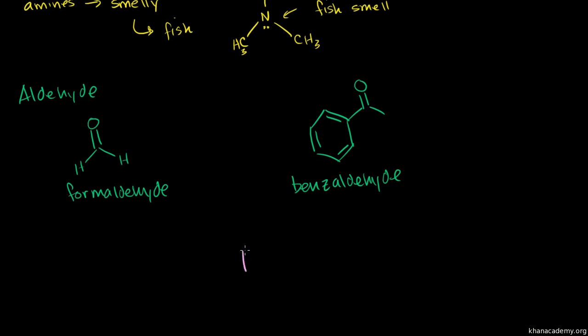So this, you have a benzene ring like this. And then you have 1, 2, 3 carbons. The last one's double bonded to an oxygen, and then a hydrogen like there, and they have a double bond right over here. And this is called cinnamaldehyde. And as you could guess, this smells like cinnamon.